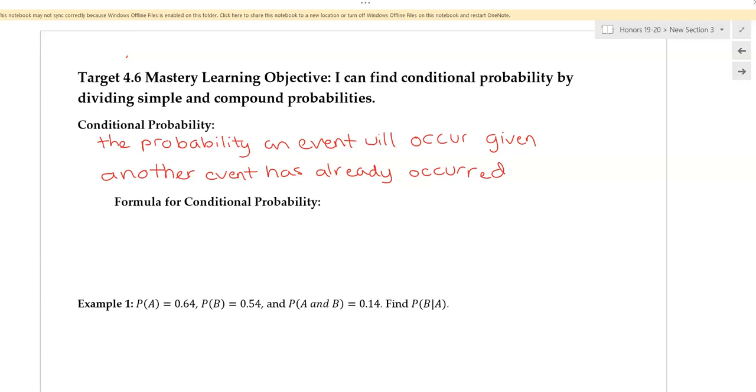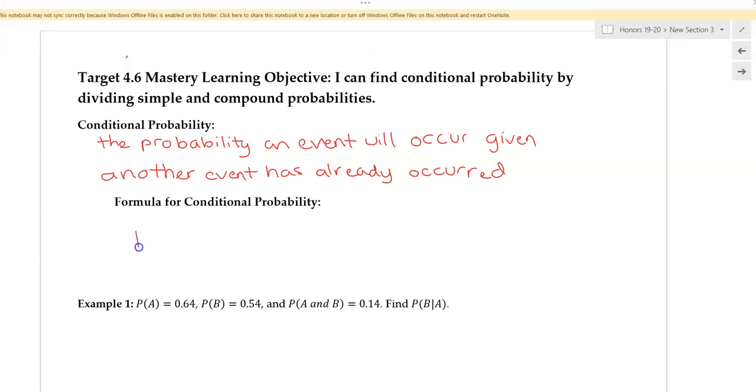So the best example is passing a test. What will be the probability you pass the test given something? So either you studied or you didn't study. The probability that you will pass the test given you studied is most likely very different than the probability you'll pass the test given you didn't study. So this conditional probability changes based on what's already happened.